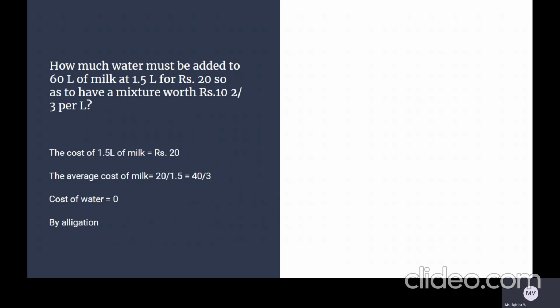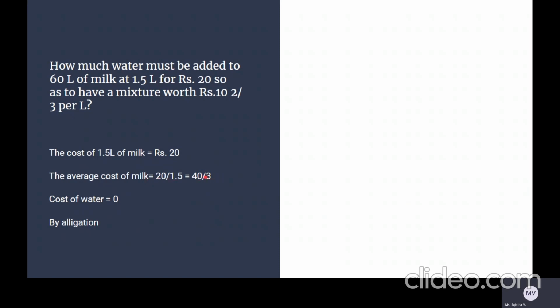So in this situation, what is the average that we'll take? We are talking about the cost here, so let's take the average cost price. The cost is given here: 1.5 liters, the cost is rupees 20. This is not the average cost price, this is the cost price of 1.5 liters. So our first step is to find the average cost price. What is the average cost price of milk? It is 40 by 3.